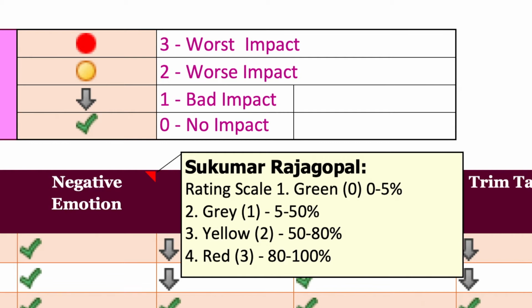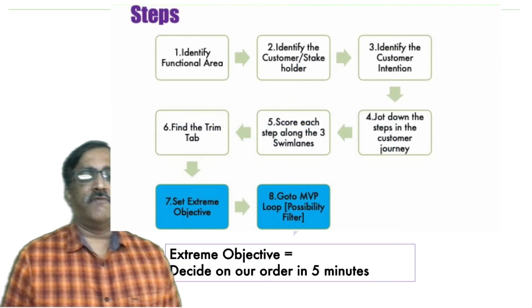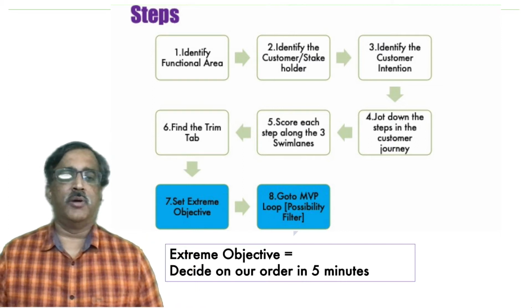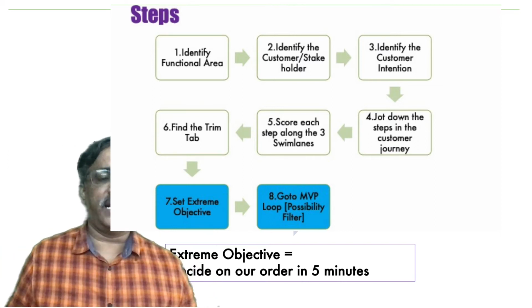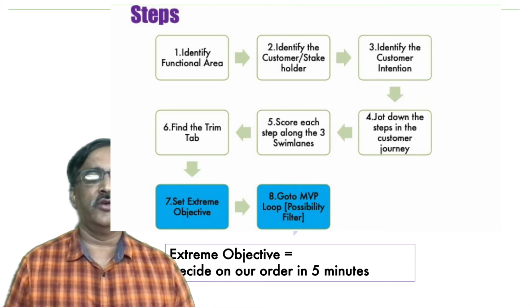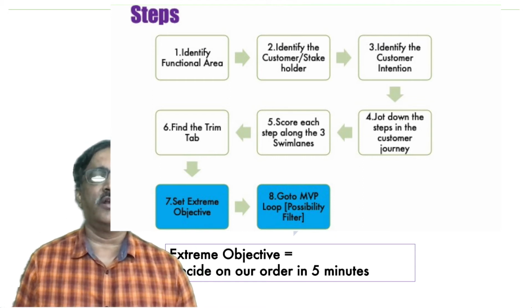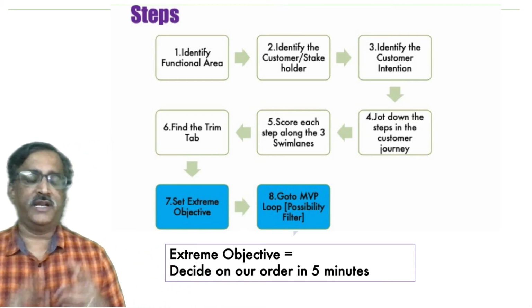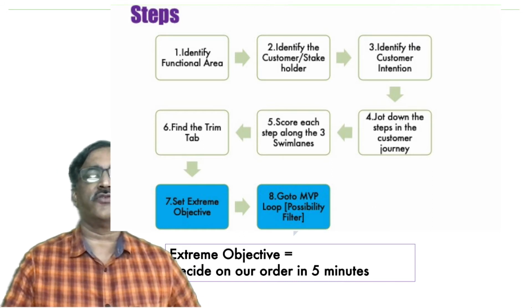For example, in this journey, deciding on the order is the trim tab because the vast majority of the time, people encountering Ethiopian cuisine for the first time don't know what to order. So now that we have done that, we set an extreme objective. In this case, for us, the entire group of us who are going to the Ethiopian restaurant, to decide our order in 5 minutes. Right? So this is an extreme objective.